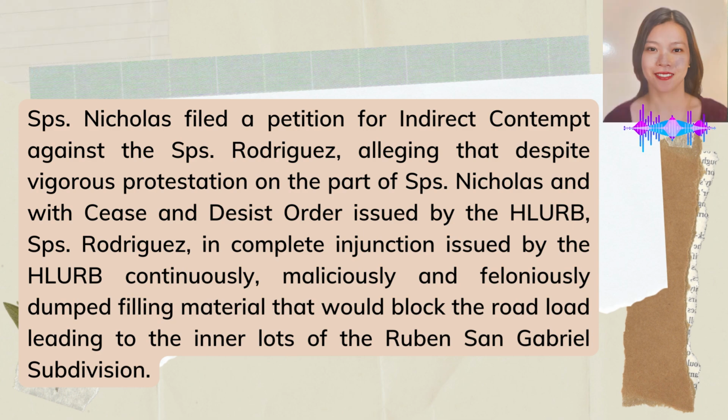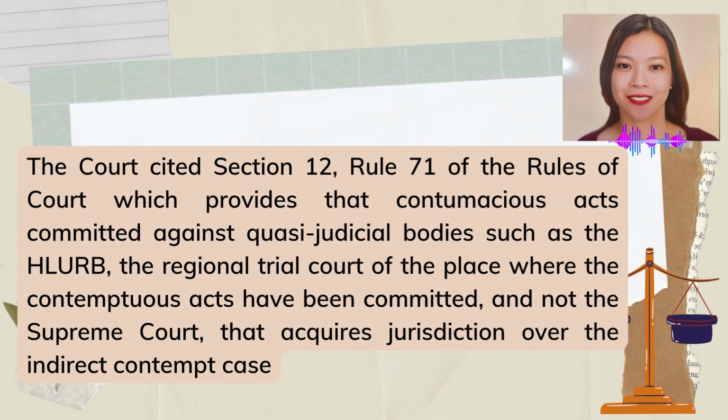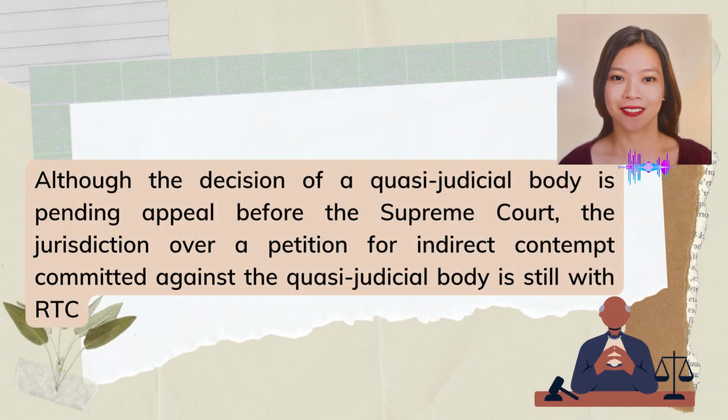The court cited Section 12, Rule 71 of the Rules of Court, which provides that for contumacious acts committed against quasi-judicial bodies such as HLURB, it is the regional trial court of the place where the contemptuous acts have been committed, and not the Supreme Court, that acquires jurisdiction over the indirect contempt case. Although the decision of the quasi-judicial body is pending appeal before the Supreme Court, the jurisdiction over the petition for indirect contempt committed against the quasi-judicial body is still with the regional trial court.